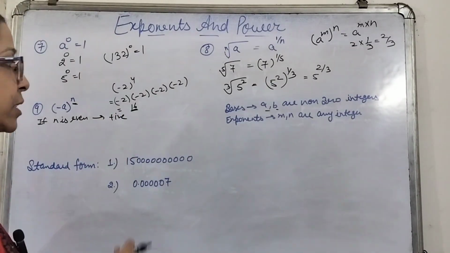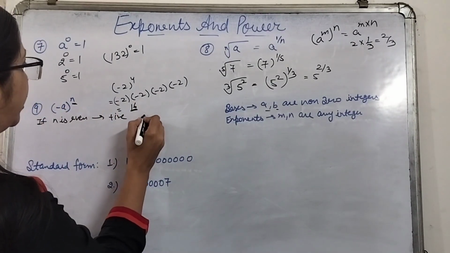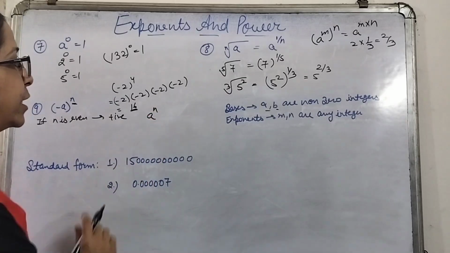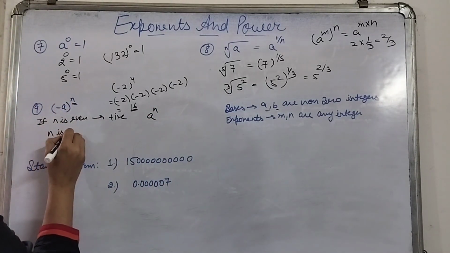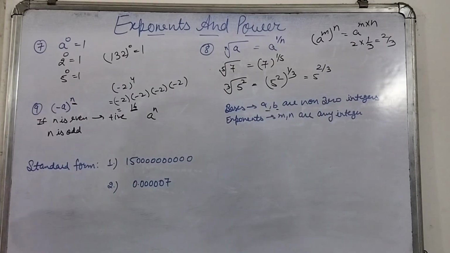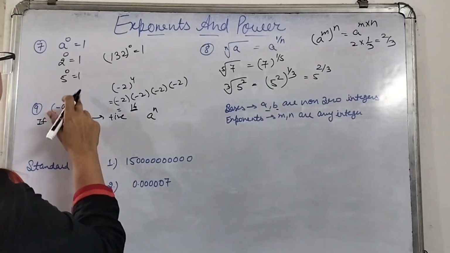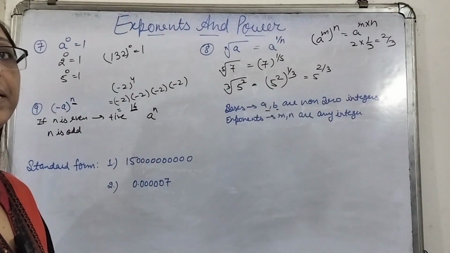The final answer will be positive. That means it will be equivalent to a raised to the power n only. And if the value of n is odd, that means the power or exponent is odd, in that case your final answer will be negative.